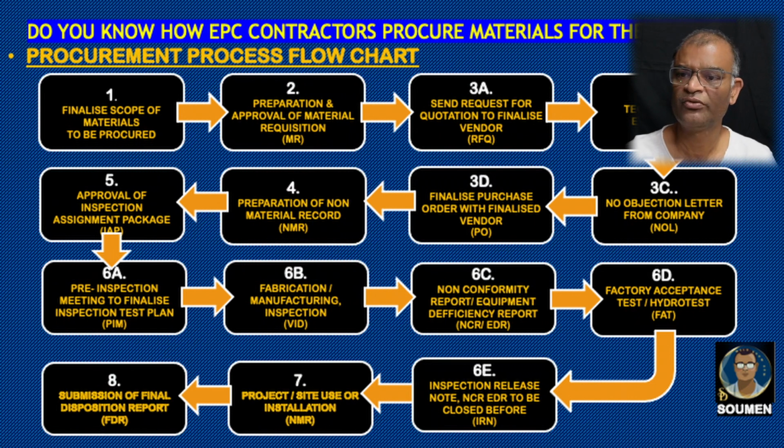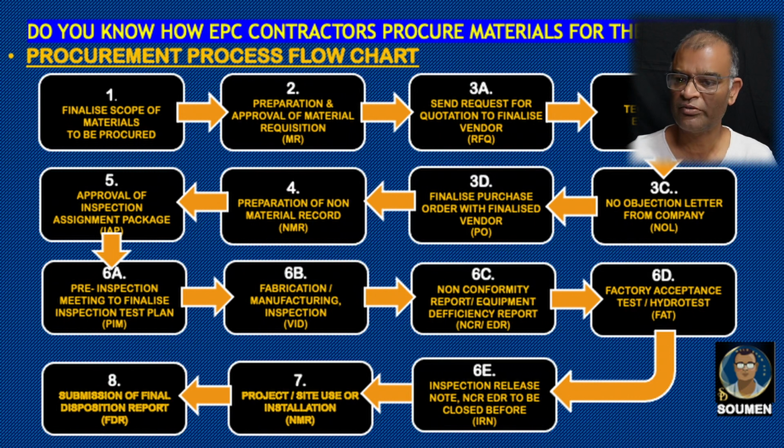Then preparation of non-material record or NMR. After NMR, we have to make this inspection assignment package, which has to be approved by the company. Based on the IAP, inspection level need to be finalized, and in the pre-inspection meeting, the inspection test plan will be prepared. Fabrication, manufacturing and inspection will be followed after the ITP has been approved.